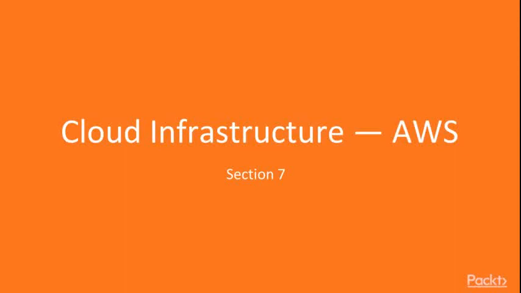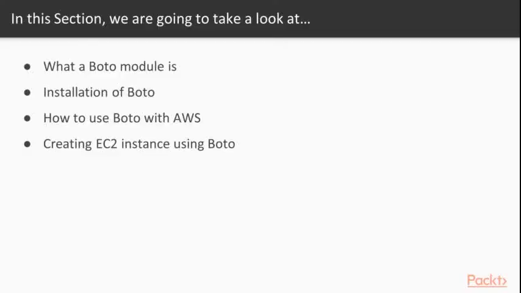Welcome to the 7th and last section of our Enterprise Automation in Python course. In this section, we'll be looking at the ways of automating cloud infrastructure, particularly Amazon Web Services, using Python. So we'll see what the Boto module is. We'll be using Boto to automate our infrastructure. We'll be installing the Boto module, and we'll see how to use it with AWS. We'll be creating EC2 instances using the Boto package.